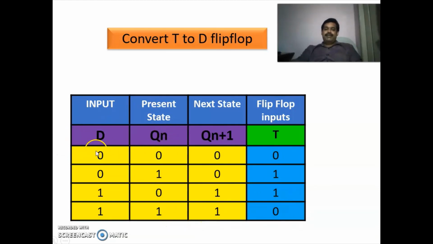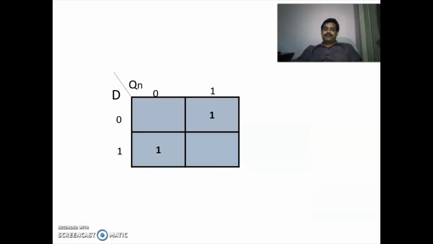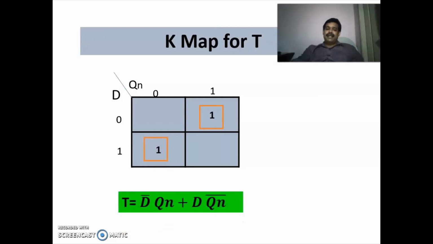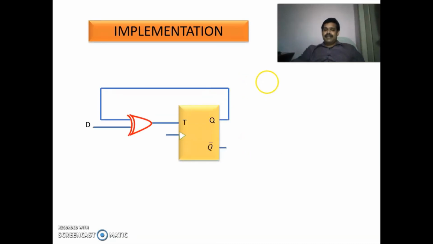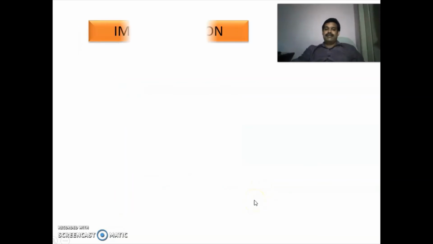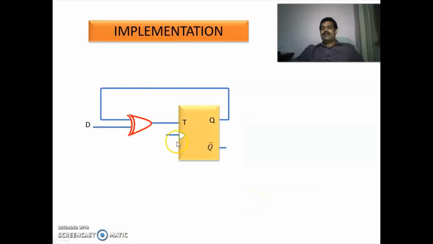So here the input variables are D and Qn, and the flip-flop input is T. So we have to draw one two variable map. So we are drawing one two variable map for T. We are plotting the ones and we are grouping and we are writing the expression. So we are converting the T flip-flop to D. So we have written the T flip-flop, and here the expression what we have got is similar to XOR gate. So we are implementing by using XOR. Okay, so we have converted T to D.